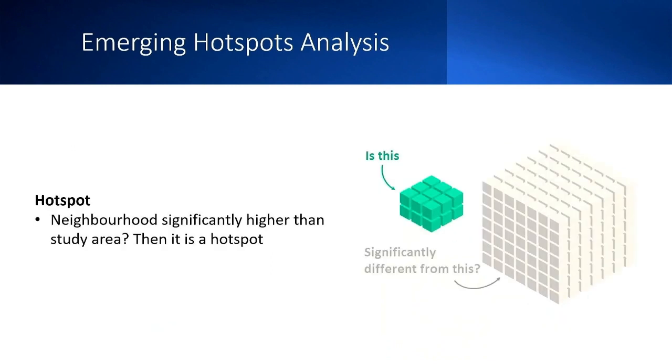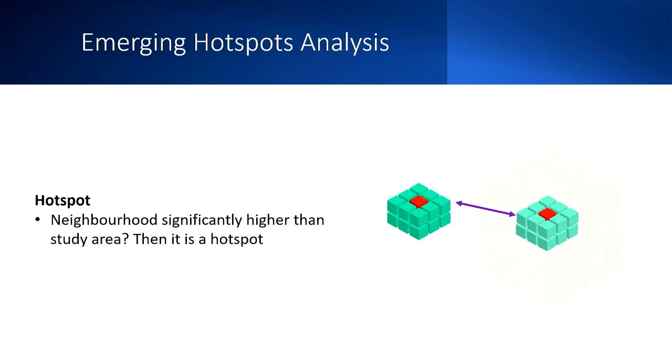The emerging hotspot analysis first checks if a neighbourhood is significantly different to the study area. If it is, then it is identified as a hotspot or a cold spot, depending on whether it is significantly higher or significantly lower than the study area.